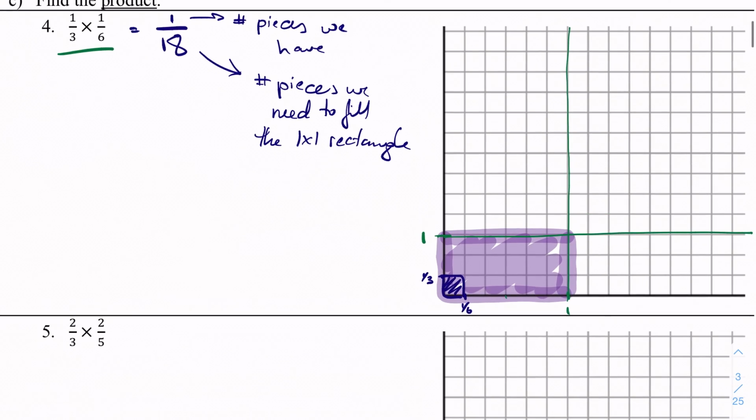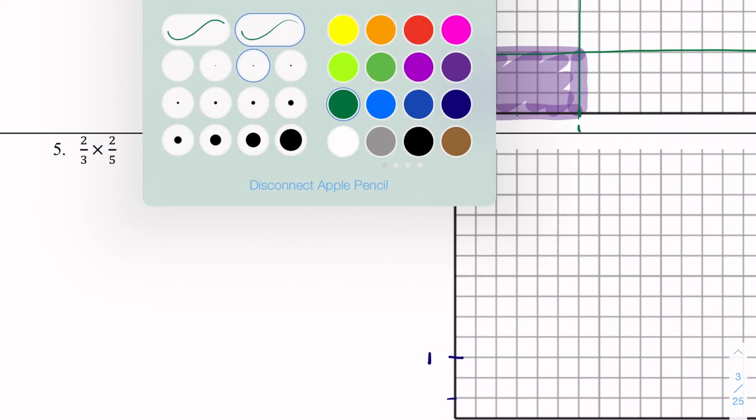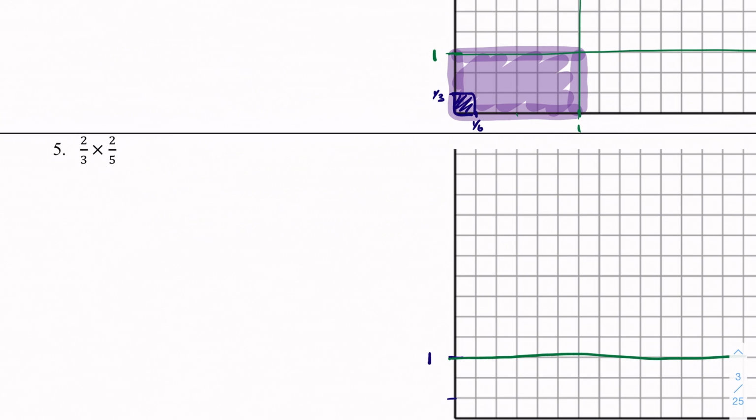Okay, let's try to do the number 5 here. 2/3 times 2/5. All right, so the vertical is going to be cut into thirds. So this is a third. So we can use this. I was doing that in green. So this is going to be our 1. And the horizontal, we're going to be looking at fifths. So 5 of those would make up a whole. So this is going to be our 1. So let's label 2/3 by 2/5. This is the area we're looking at.